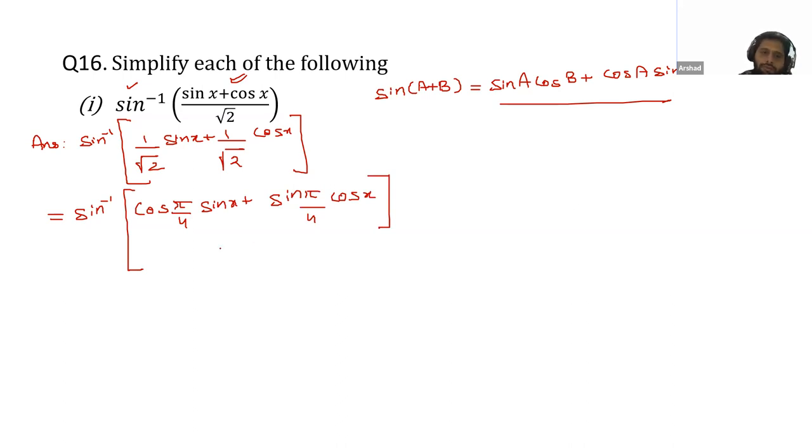Next, this will become what? Sine inverse. If we check this one, this is sine A cos B plus cos A sine B. So we can write here sine of pi by 4 plus x. So this will give you pi by 4 plus x. This is clear? Atif and Omar?